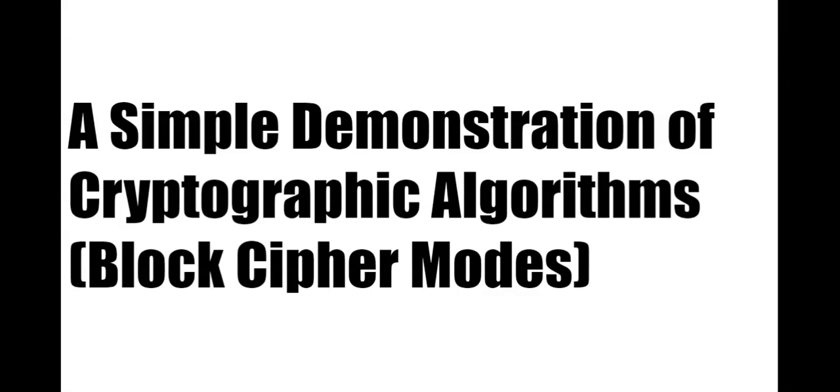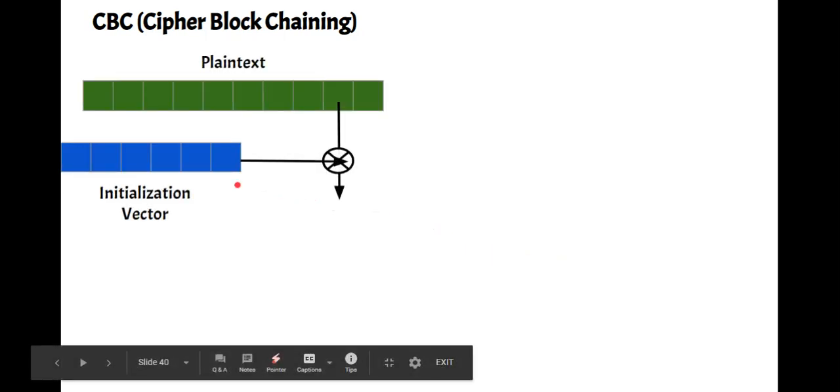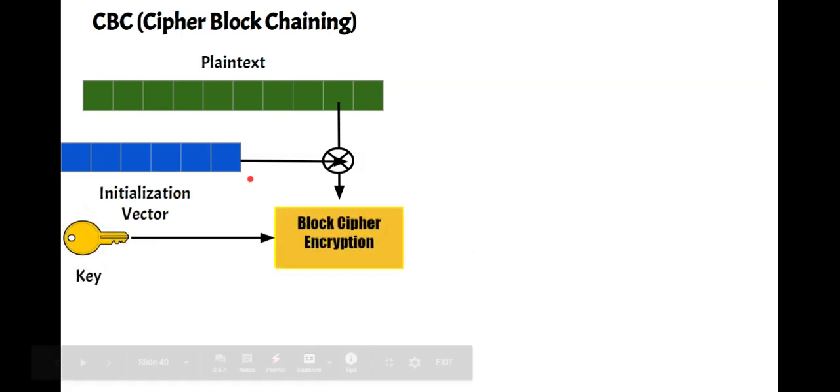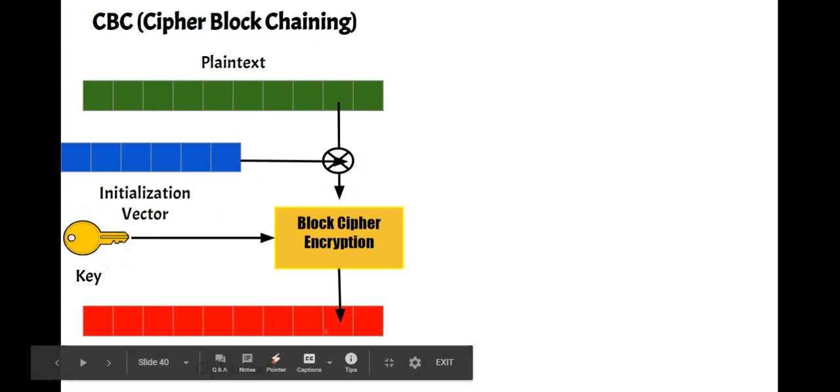So here's a simple demonstration of cryptographic algorithms, specifically block cipher modes. CBC, otherwise known as cipher block chaining, adds randomization into the block cipher process. This starts off with the initialization vector, which adds randomization, and is XORed with a plaintext block, which is then added to the block cipher encryption with our symmetric key over here, thus creating the ciphertext.